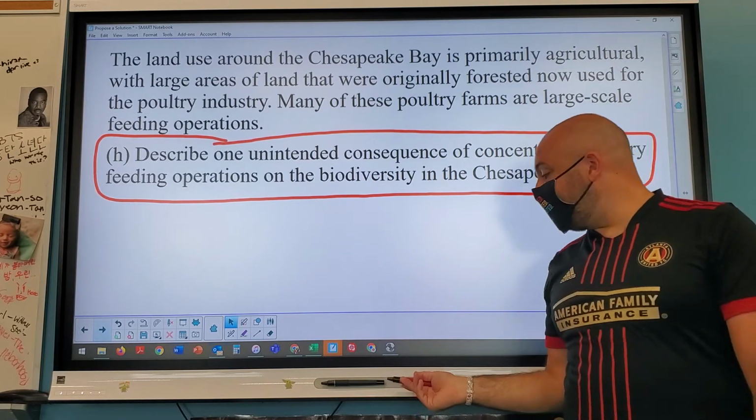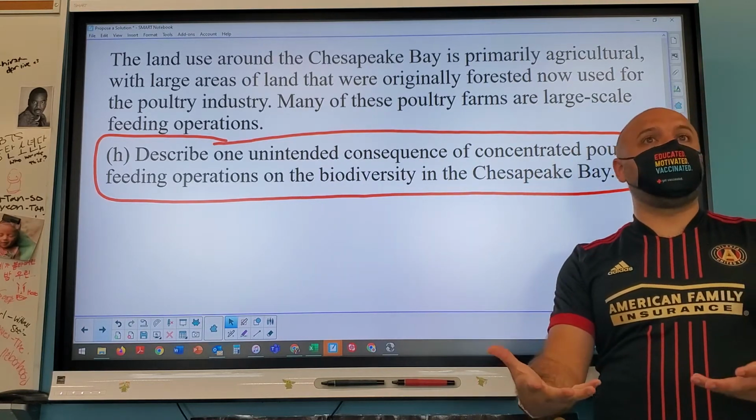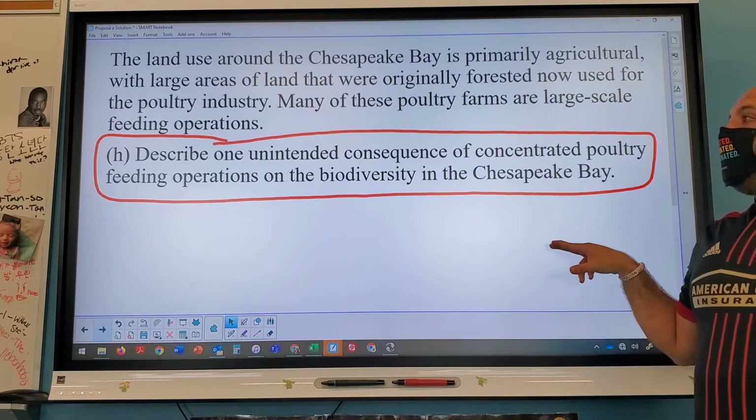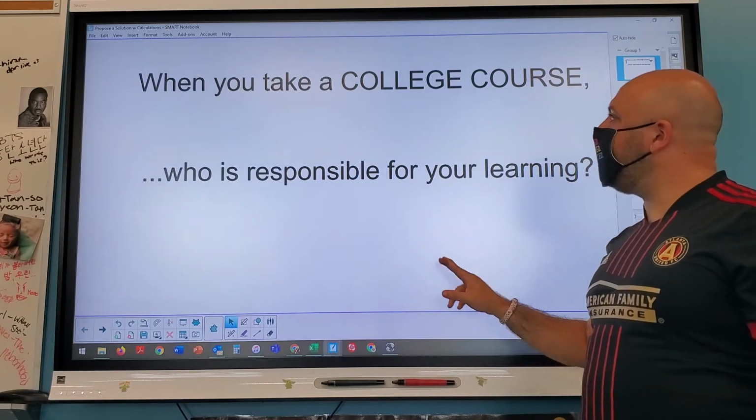And the antibiotics would not be great either, because then you're going to build antibiotic resistance in the bacteria in the Chesapeake Bay, which would be less good as well. Okay, all right, that's good for that. Now things are going to get way trickier.